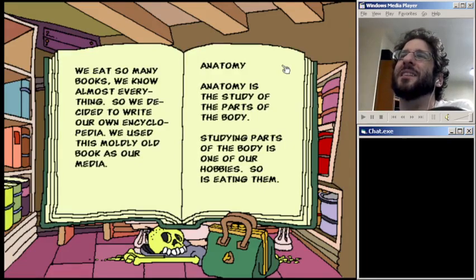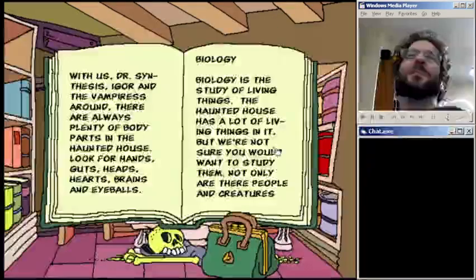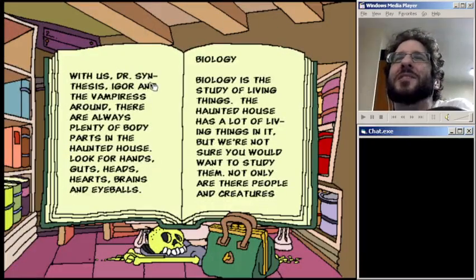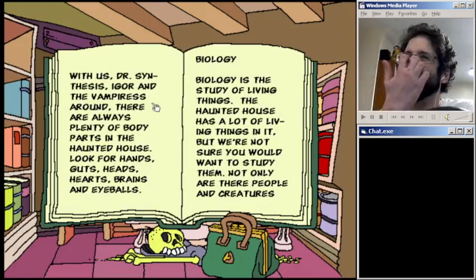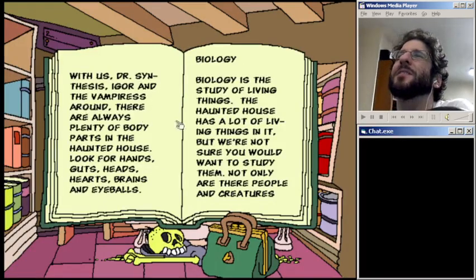Anatomy. Anatomy is the study of the parts of the body. Studying parts of the body is one of our hobbies, so is eating them. With Dr. Synthesis, Igor, and the vampirus around, there are always plenty of body parts in the haunted house. Look for hands, guts, heads, hearts, brains, and eyeballs.